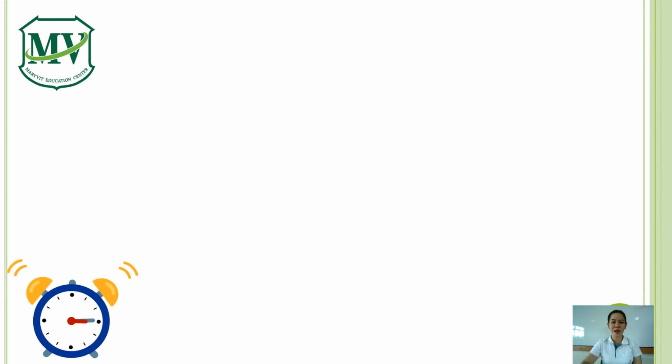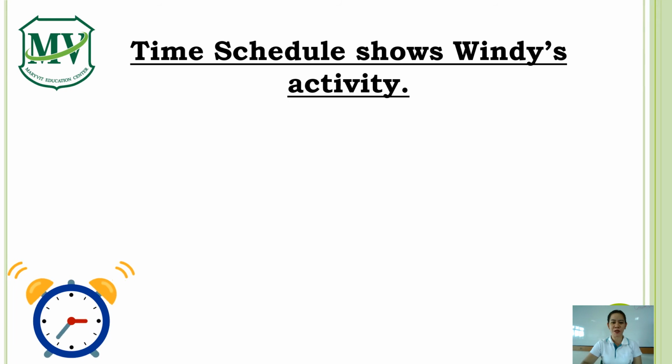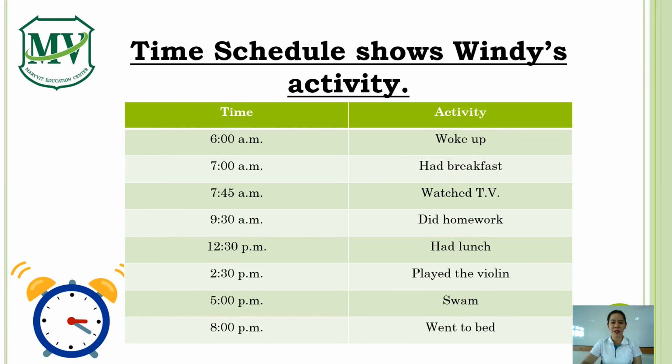Here is the last example on how we write time schedule. In this example, you will see the timetable of Wendy's activity. Let's begin. She woke up at 6 a.m. and had her breakfast at 7 a.m. She watched TV at 7:45 a.m. and did her homework at 9:30 a.m. She had her lunch at 12:30 p.m. and played the violin at 2:30 p.m. And then she swam at 5 p.m. and went to bed at 8 p.m.